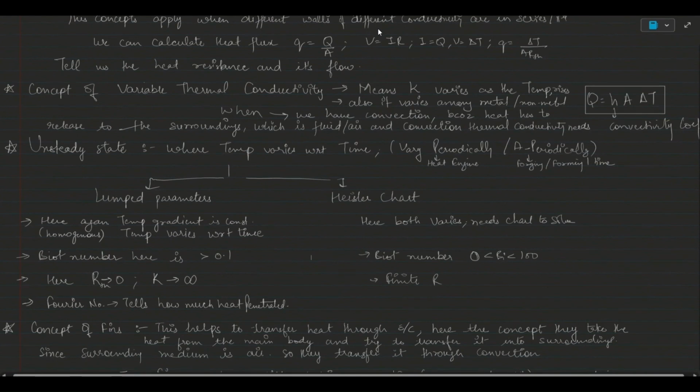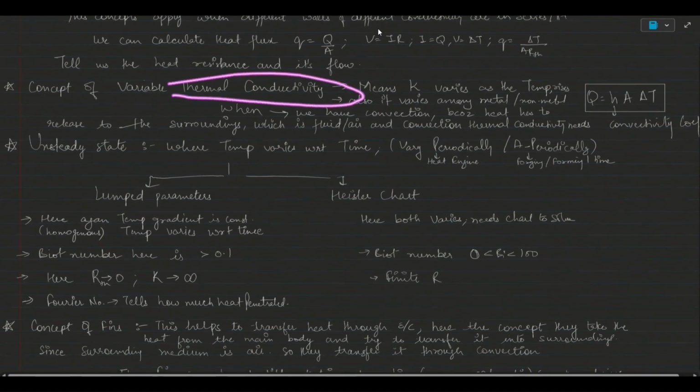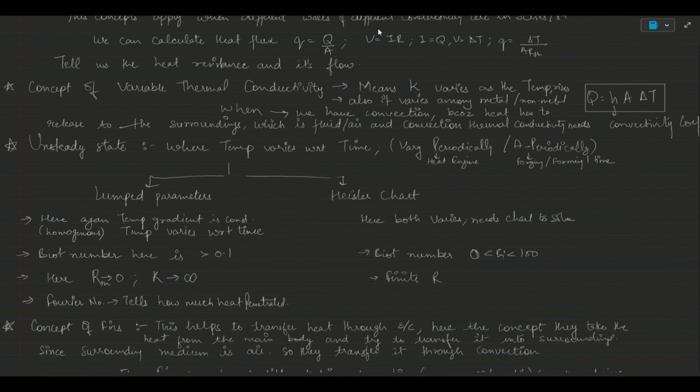Now, we already know what thermal conductivity is. I already told you, this depends on the material heterogeneity, whether the material is heterogeneous or homogeneous. Accordingly, in the x and y directions, these properties are going to be different.